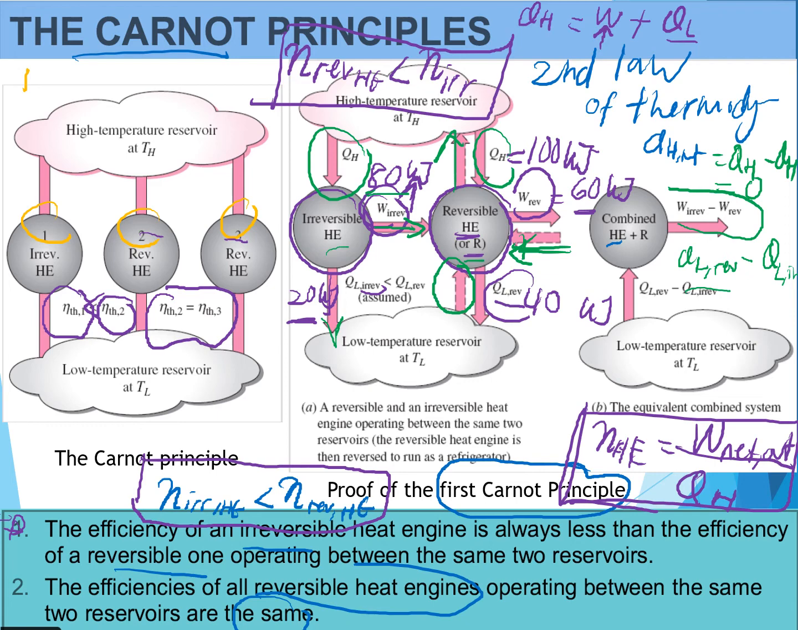So what does this figure tell us? This figure violates the second law of thermodynamics because there is no sink of heat. According to the second law of thermodynamics, you must have a heat transfer between two reservoirs, right? So that is what it means by the second figure.